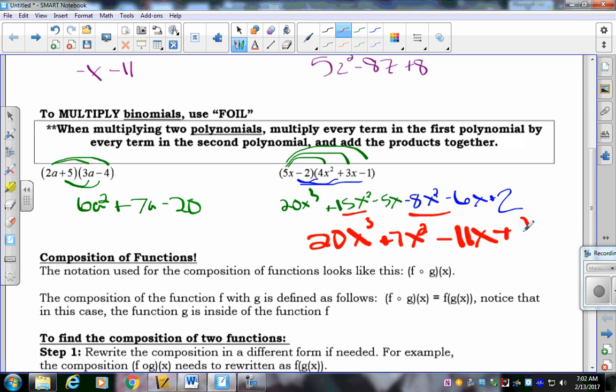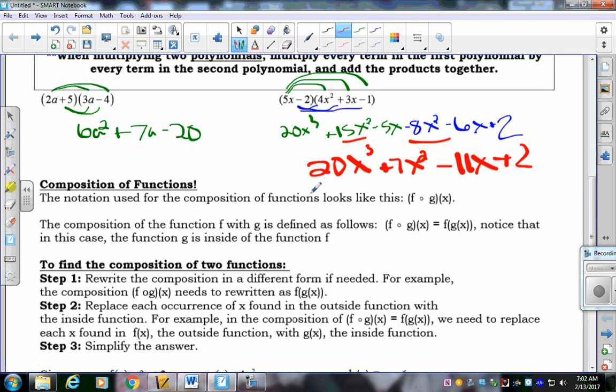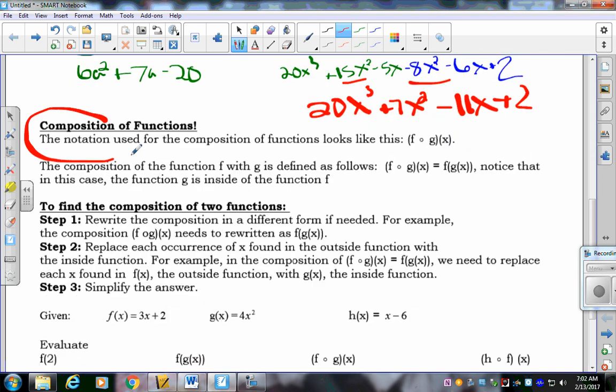Okay, nothing else can be combined together. All right, so operations. Now let's talk about compositions. Okay, this is something new. All right, so composition, we take a look at, and it looks like either one of these two ways.